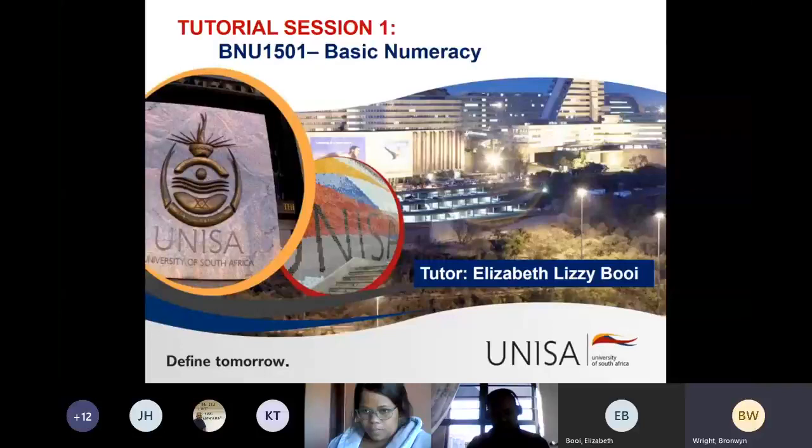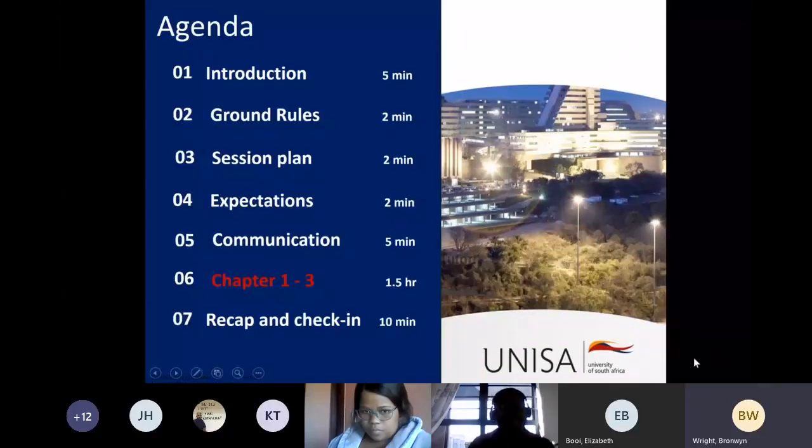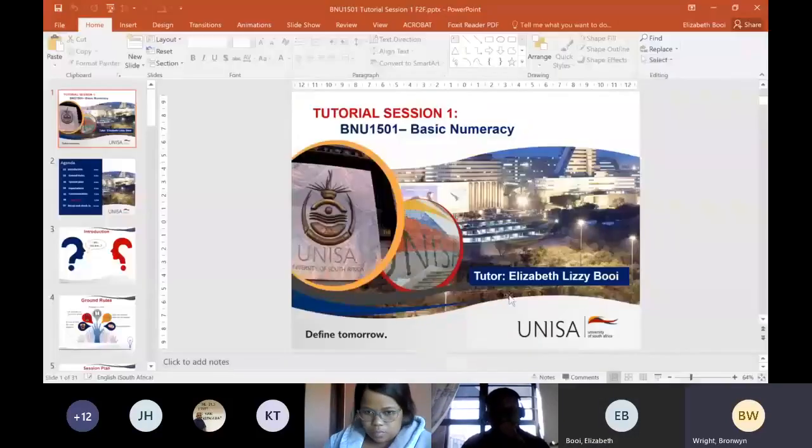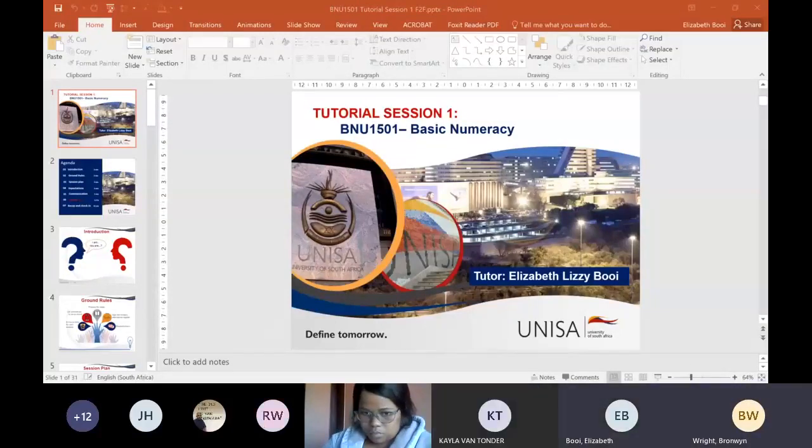What I do request is that you please mute all your microphones by clicking on the microphone button at the bottom of the screen, and you are also to please switch off your video. All conversations or chats that take place will be done in the chat forum, which is on the right-hand side of your screen.